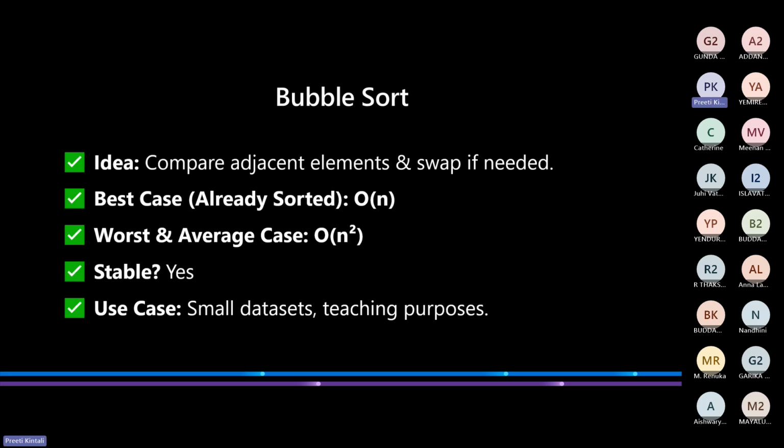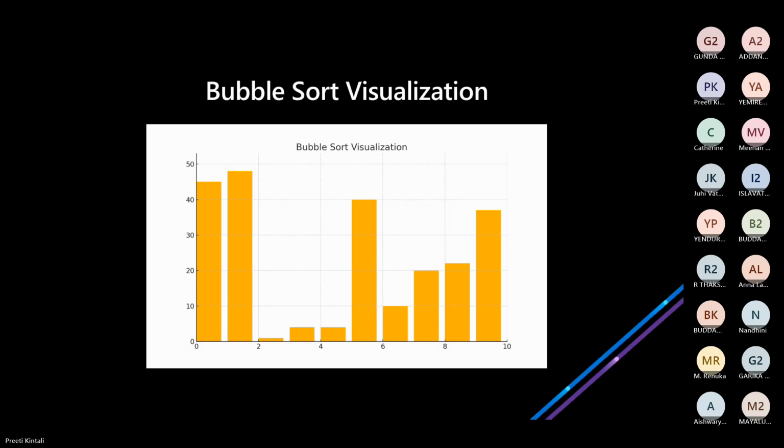So where this bubble sort is used: this is the simplest sorting algorithm. It is used in small data sets or even for teaching purposes, like I am doing right now, right? To understand sorting, this is taught first. Now, let us see a quick visualization of this bubble sort. So you can see, this is a little quick, but let me tell you.